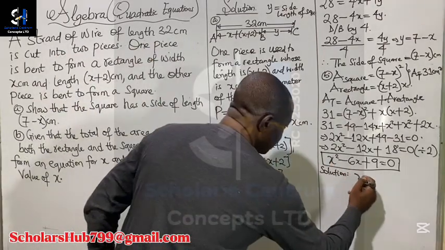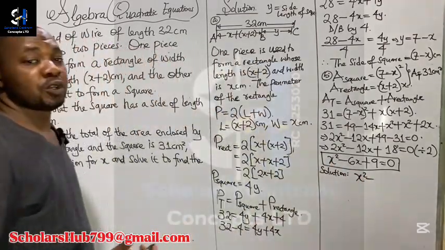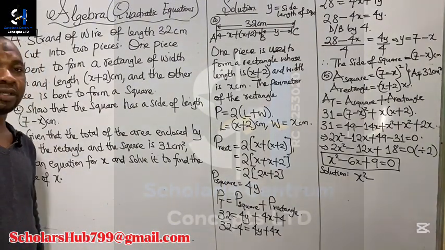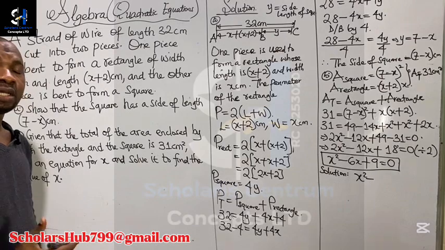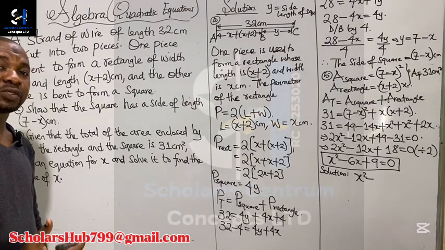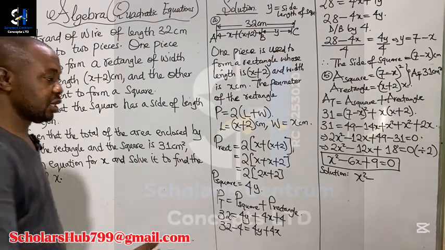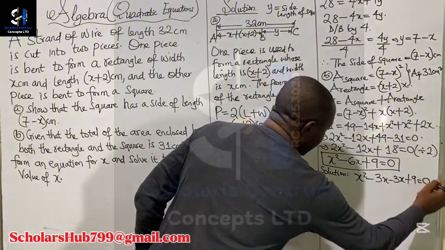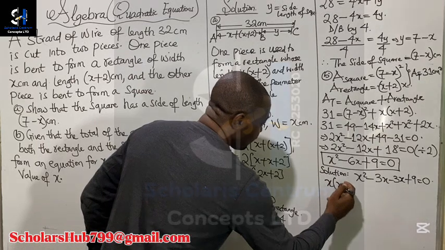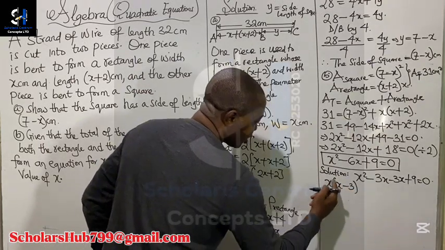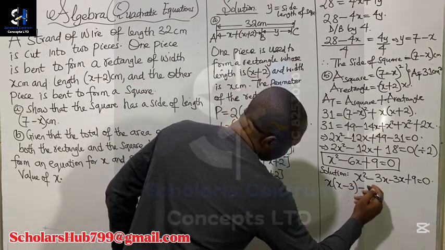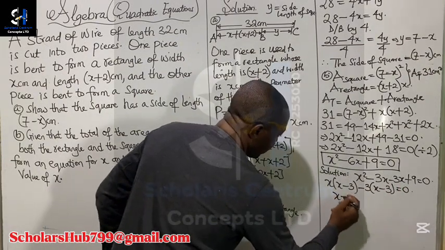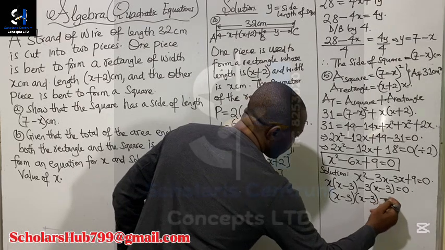Now the solution for this: x squared. The factors of 9 are 3 times 3, and we know that negative 3 times negative 3 will be positive 9. Negative 3x minus 3x will be negative 6x. So this will be x squared minus 3x minus 3x plus 9 equals 0. So we can use the factorization method. This will be x into x minus 3, negative 3 into x minus 3 equals 0. So we have x minus 3 equals 0.